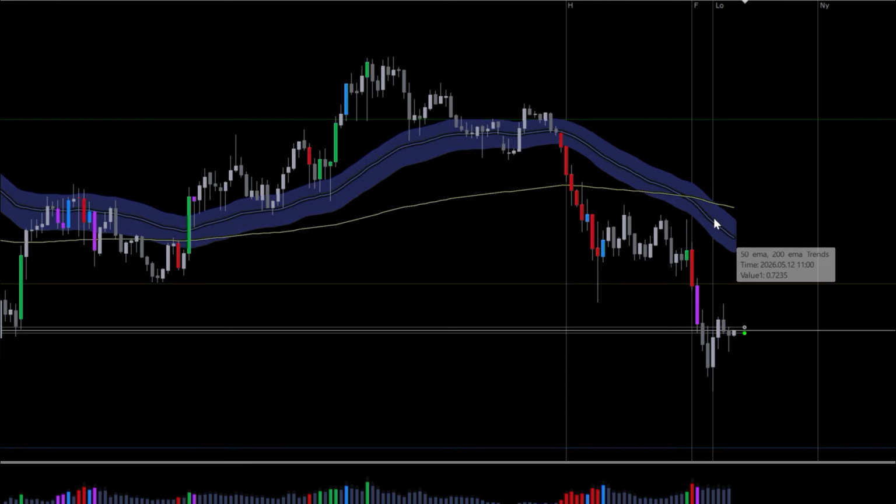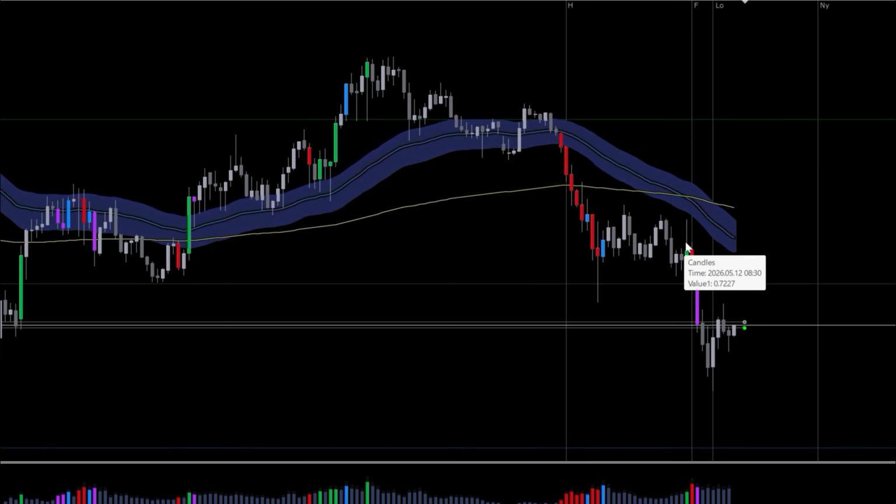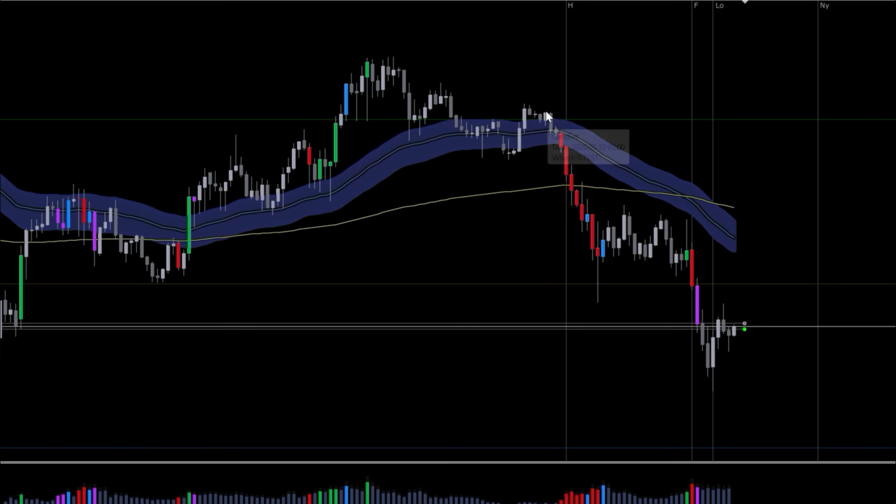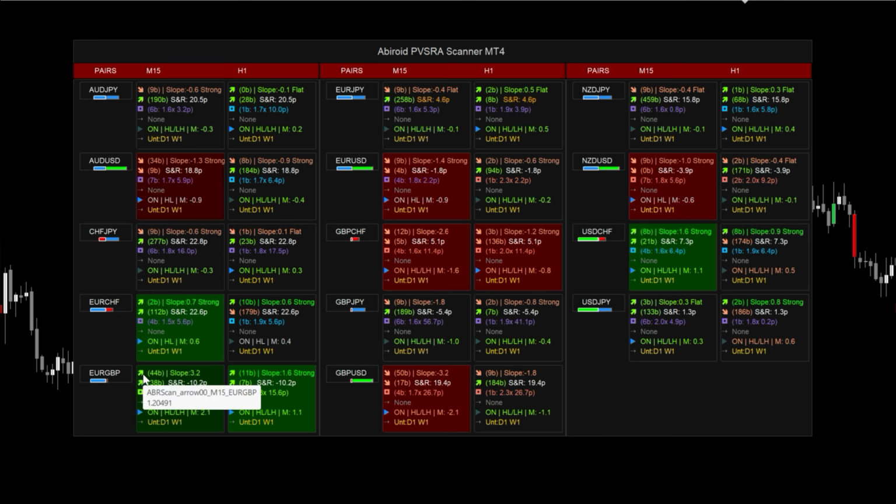The dragon will actually be this very center line, and by default it will check for the high and low of the candle. But if you actually want to check for the open and close of a candle crossing this, then you can change that in the settings as well. And right here, the up arrow means price is above the dragon and it had crossed it 44 bars back.